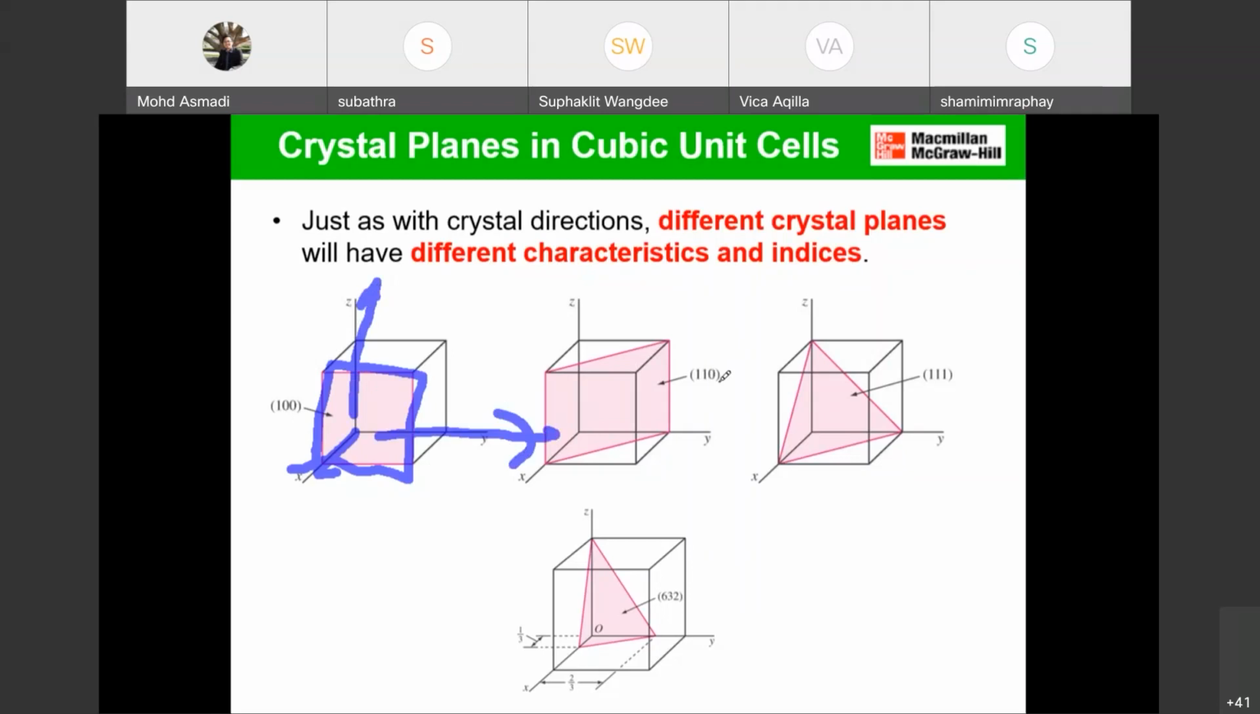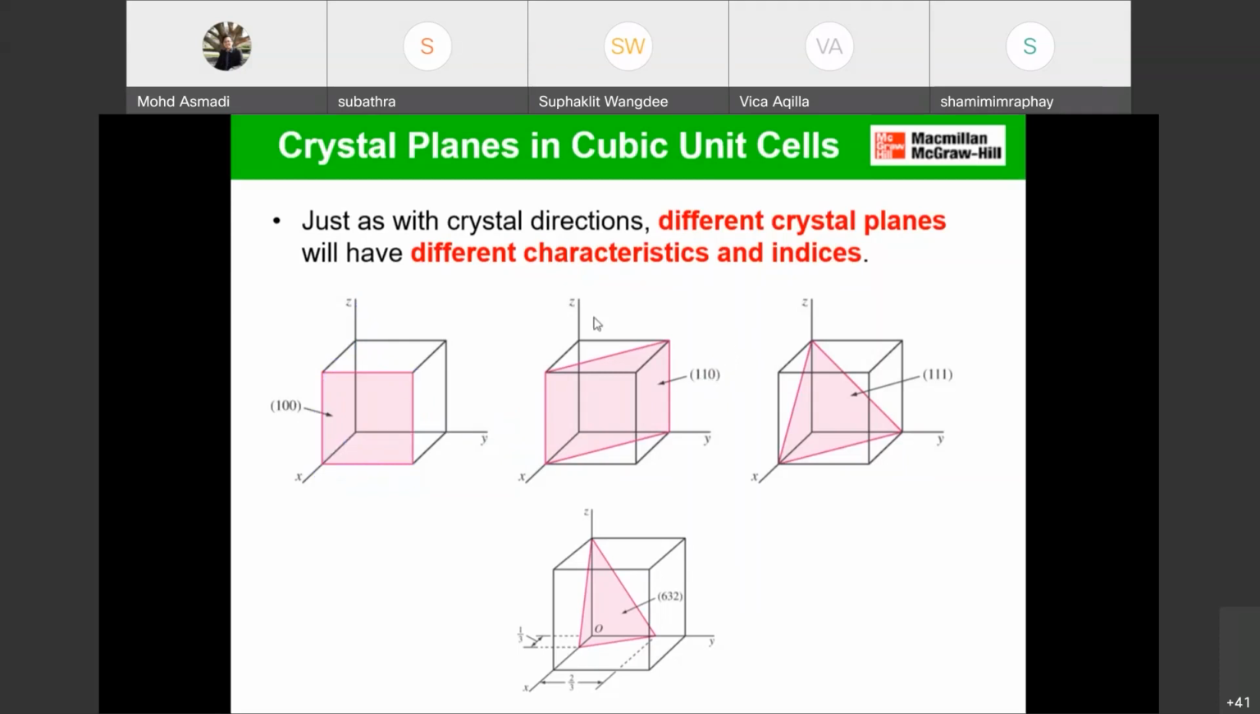But this one is 1, 1, 0. If you divide by 0, this becomes infinity. Generally 0 becomes infinity, because you have to make it reciprocal. When you make the reciprocals, 1 divide by 1, 1 divide by 1, 1 divide by 0. So meaning that 1 divide by 0 is infinity, is an error.